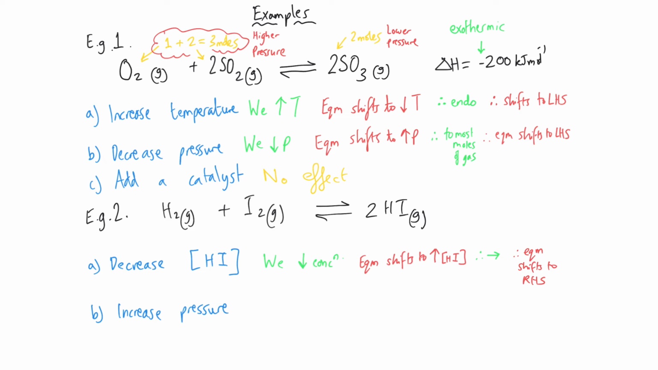Well, equilibrium shifts, if it can, to decrease the pressure. Now, it can't actually do that here because there are 2 molecules of gas on the left-hand side and 2 molecules of gas on the right-hand side. So the pressure of both sides is equal. And so increasing the pressure, or decreasing it in fact, would have no effect on the position of equilibrium, although, it should be pointed out, it would affect the rate of reaction.